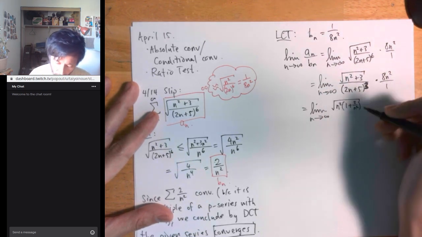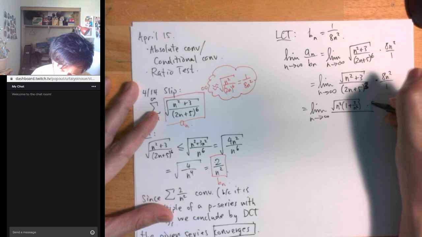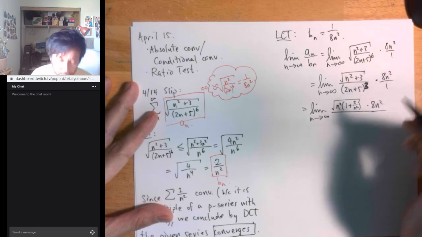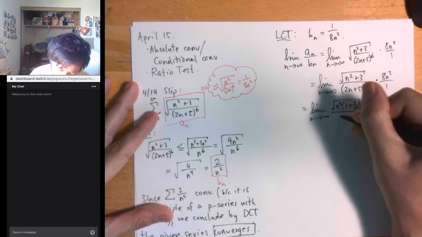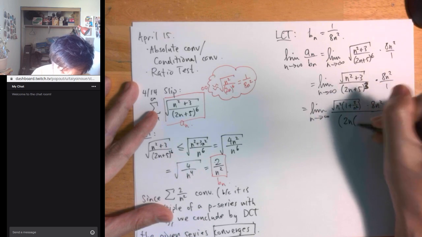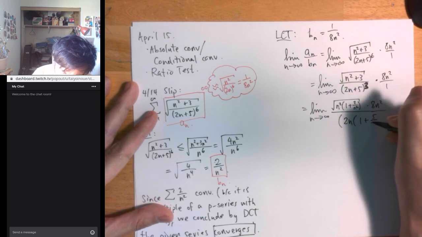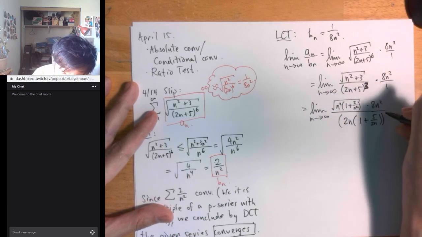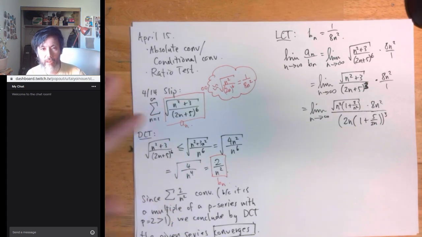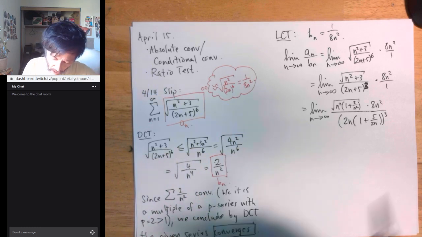Yes? And then I'm going to have this 8n squared up there as well. And then downstairs, I'm going to factor out a 2n. I'm taking a long time on this. I'm nearly 20 minutes in. I was hoping this would only take 10 minutes. Big joke, right?